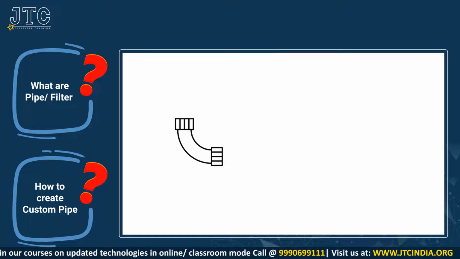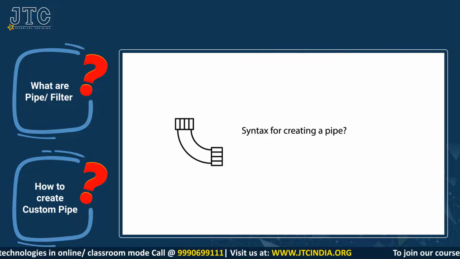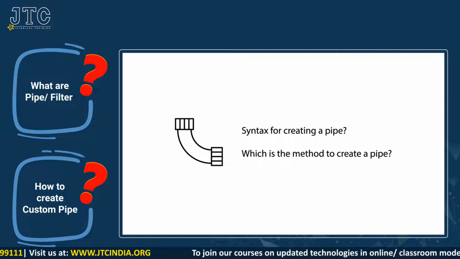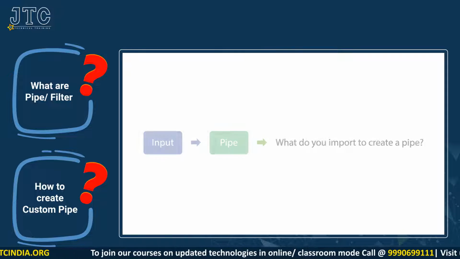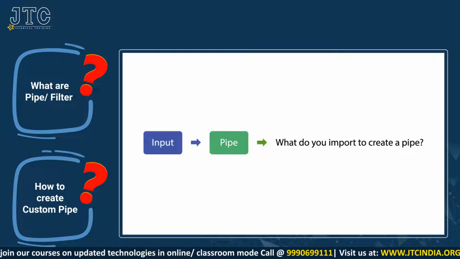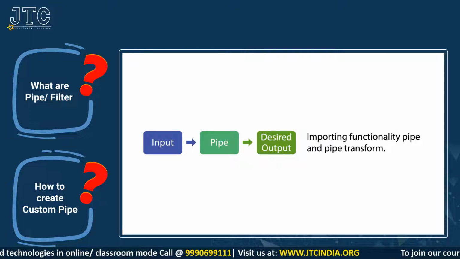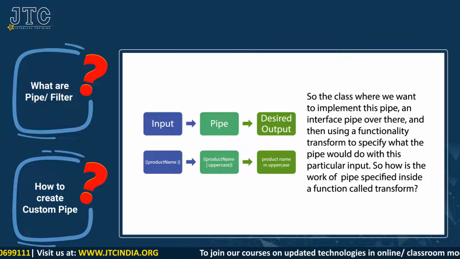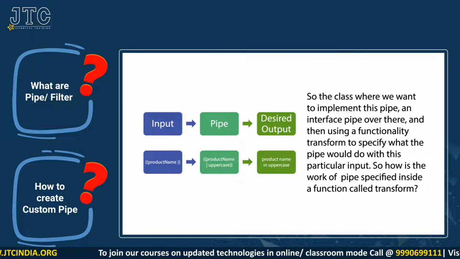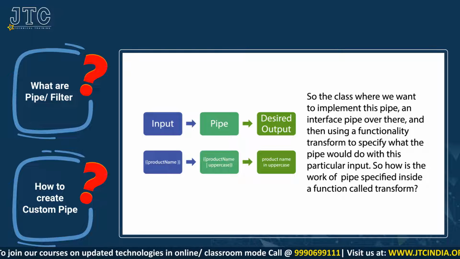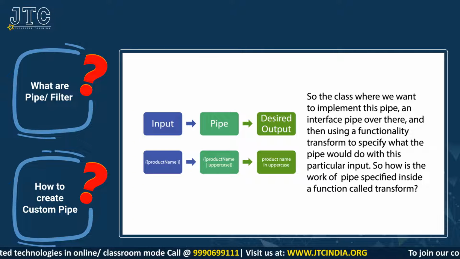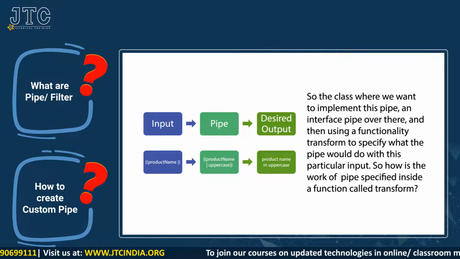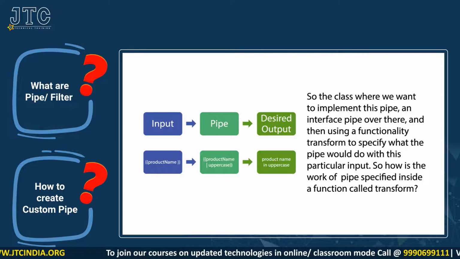Can anyone tell me some syntactical stuff that you remember for creating a pipe? Which was the method that was required in order to create a pipe? What do you need to import in order to create a pipe? We were importing two things, Pipe and PipeTransform. The class where we want to implement this pipe, we implement the interface PipeTransform over there. And then we use a function, transform, in order to specify what the pipe would do with this particular input. How the pipe works is specified inside a function called transform.